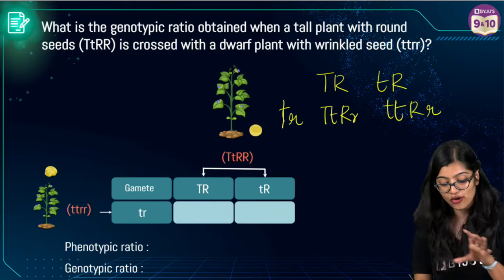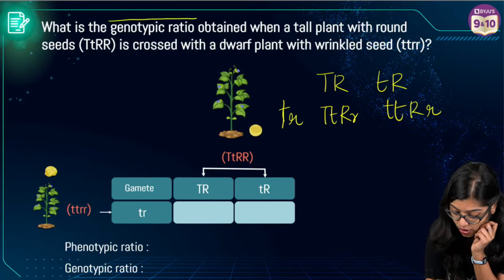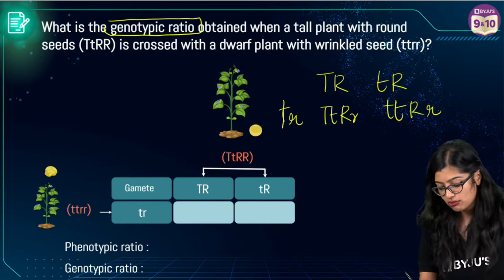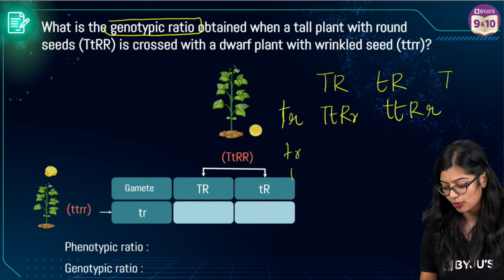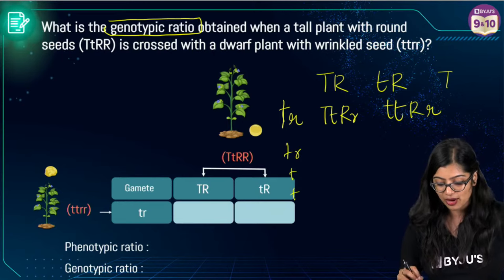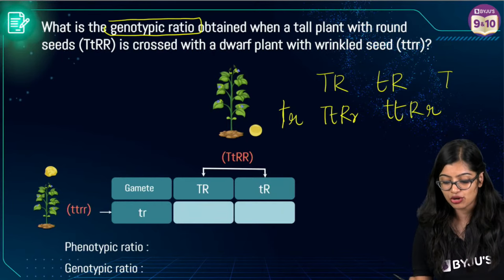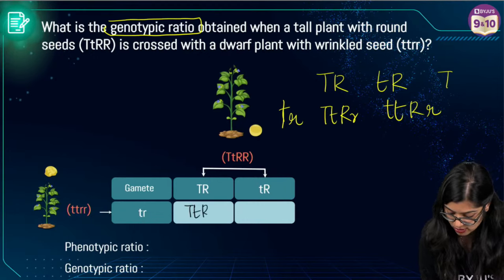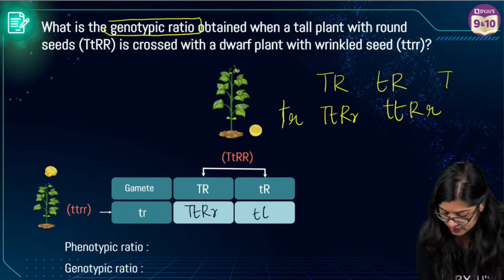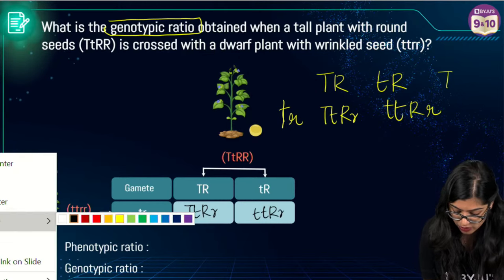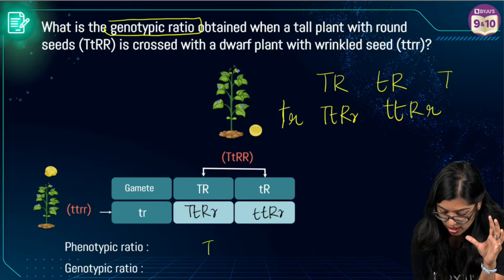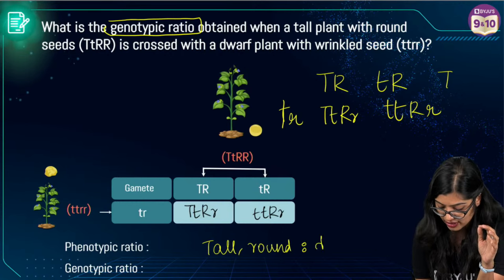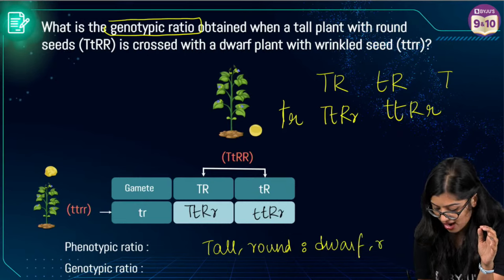That means at the end of it, they are asking you what is the genotypic ratio. However many combinations you do, even if you put all the gametes here, at the end of the day, what are you going to get? Your genotypic ratio has only two combinations, right? I'm going to write the combination. One is of this sort, another one is of this sort, right? So you will get one set of plants which are tall and round, and another which is dwarf and round, right?